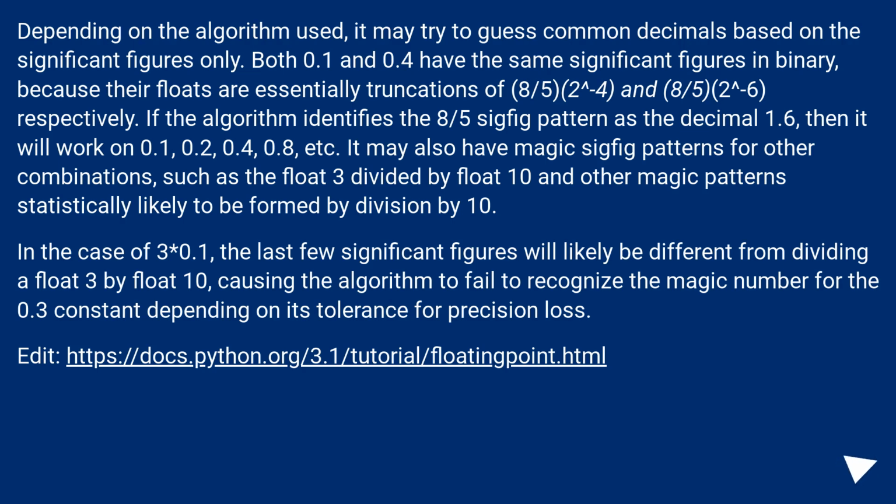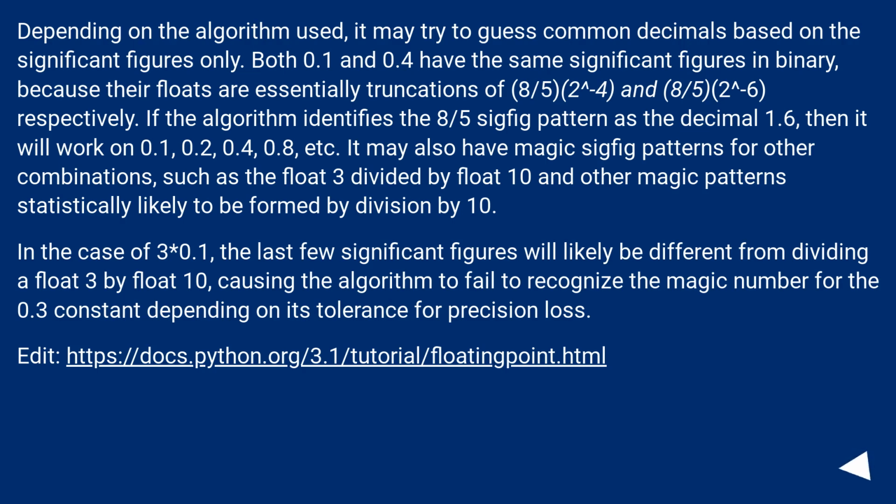Depending on the algorithm used, it may try to guess common decimals based on the significant figures only. Both 0.1 and 0.4 have the same significant figures in binary, because their floats are essentially truncations of 8/5 times 2 to the power of -4, and 8/5 times 2 to the power of -6, respectively. If the algorithm identifies the 8/5 sigfig pattern as the decimal 1.6, then it will work on 0.1, 0.2, 0.4, 0.8, etc. It may also have magic sigfig patterns for other combinations, such as the float 3 divided by float 10 and other magic patterns statistically likely to be formed by division by 10.